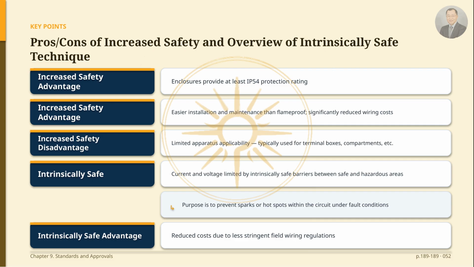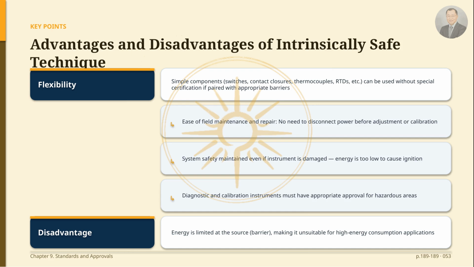Next, I will introduce the intrinsically safe technique. This method uses intrinsically safe barriers to limit the current and voltage between hazardous and safe areas. The purpose is to prevent the development of sparks or hot spots in the circuitry of the instrument under fault conditions. An advantage of the intrinsically safe technique is that it costs less because the rules for field wiring of the apparatus are less stringent. Continuing with the advantages, it offers greater flexibility.